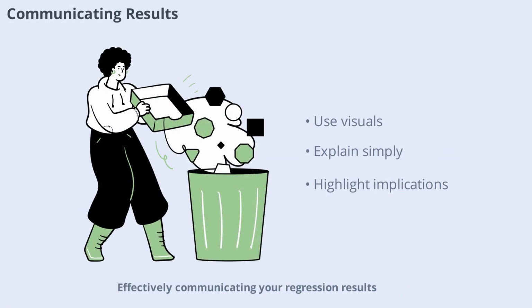Effectively communicating your regression results involves more than just presenting numbers. Use clear visuals, explain your findings in simple terms, and highlight the practical implications. Good communication ensures your audience understands and trusts your analysis.